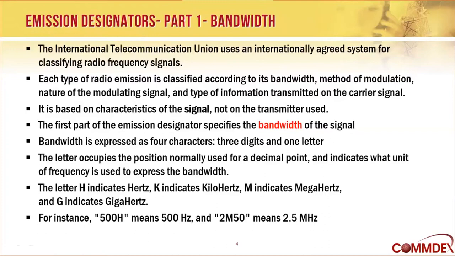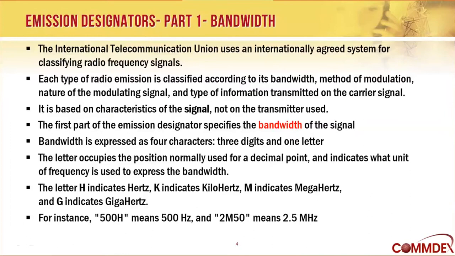Every type of emission gets classified according to its bandwidth, its method of modulation, the nature of the signal, and the type of information transmitted. The key thing about an emission designator is it's based on the characteristics of the signal that goes out over the air. It has nothing to do with the actual equipment being used. So there are various parts of the emission designator.